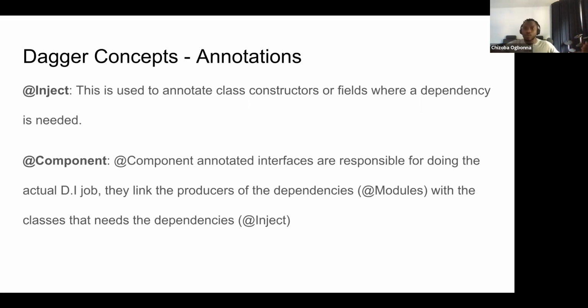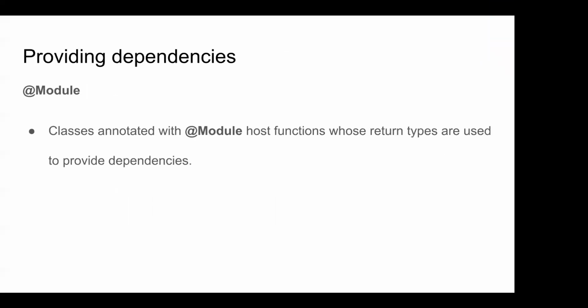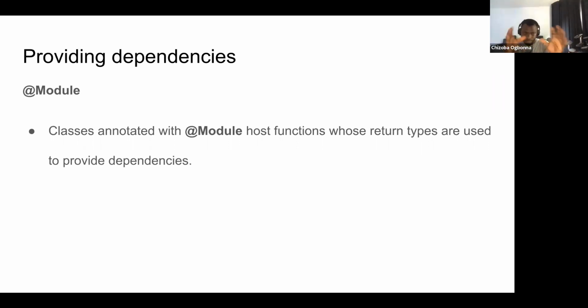And you are sitting there somewhere saying, okay, @Inject, I need this, I need this. Then the component sits in the middle. It is the one that takes the module. This is actually where Dagger code generation kicks in. Dagger looks for these component interfaces and does the code generation for you. It links the two. It binds where these dependencies are created to where they are needed.